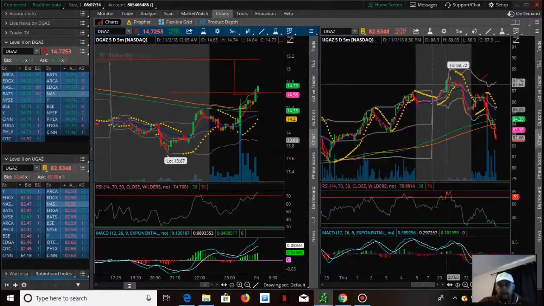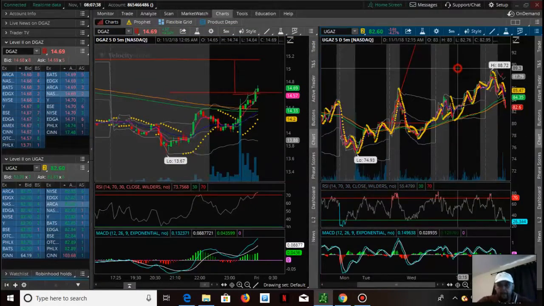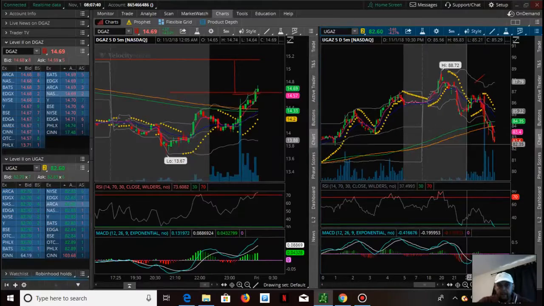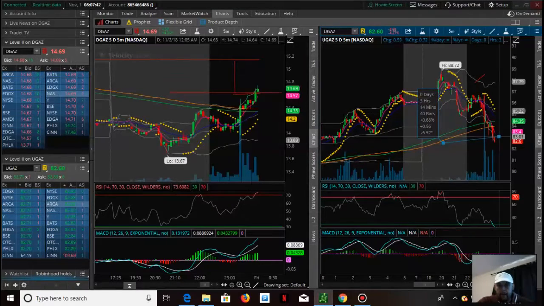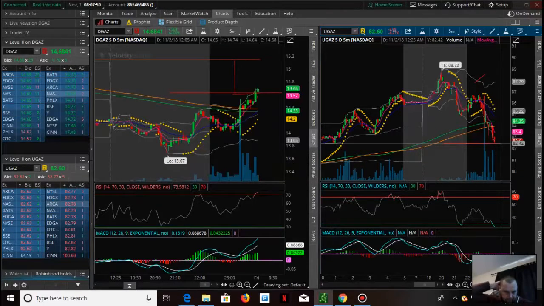At this point, I also know that UGAZ is the opposite, and it's going down, and it's got a point about right here. So this is kind of the point where I might end up selling, and I do my buys and my sells on my phone. I'm up pretty good still. We're still at 14.68, and we're still pushing up.